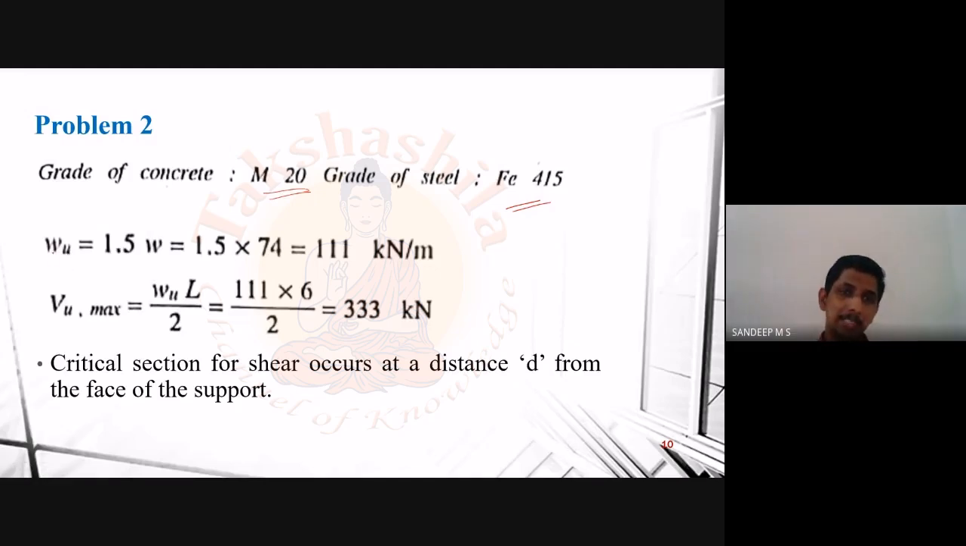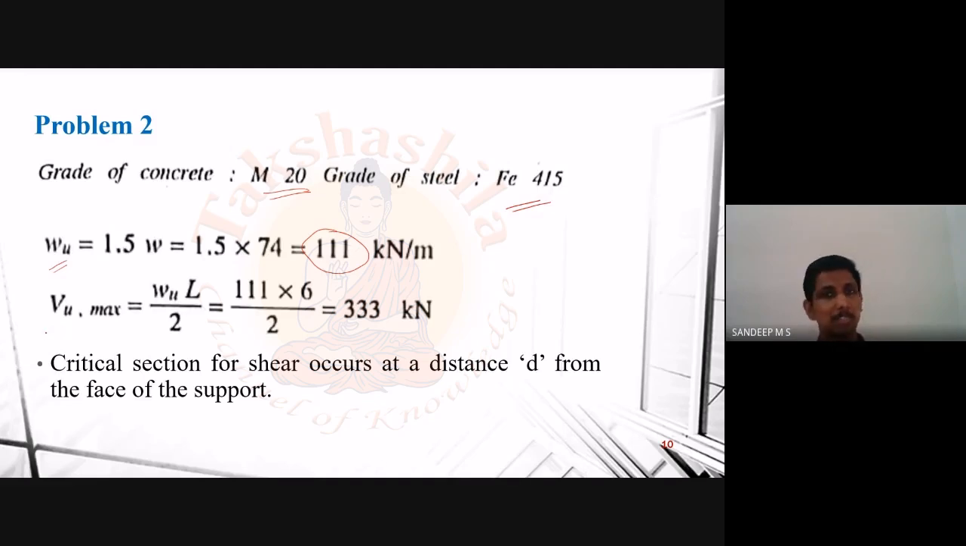Now, what they are doing is that they are just factoring the externally acting load. That is, W was actually given in the question as 74 kilonewton per meter. But here, what they have done is they are just factoring it and converting that to factored load. Okay, so 1.5 times W, in this particular case, is coming around 111 kilonewton per meter. Now, they are actually calculating the support reaction or the maximum shear force.